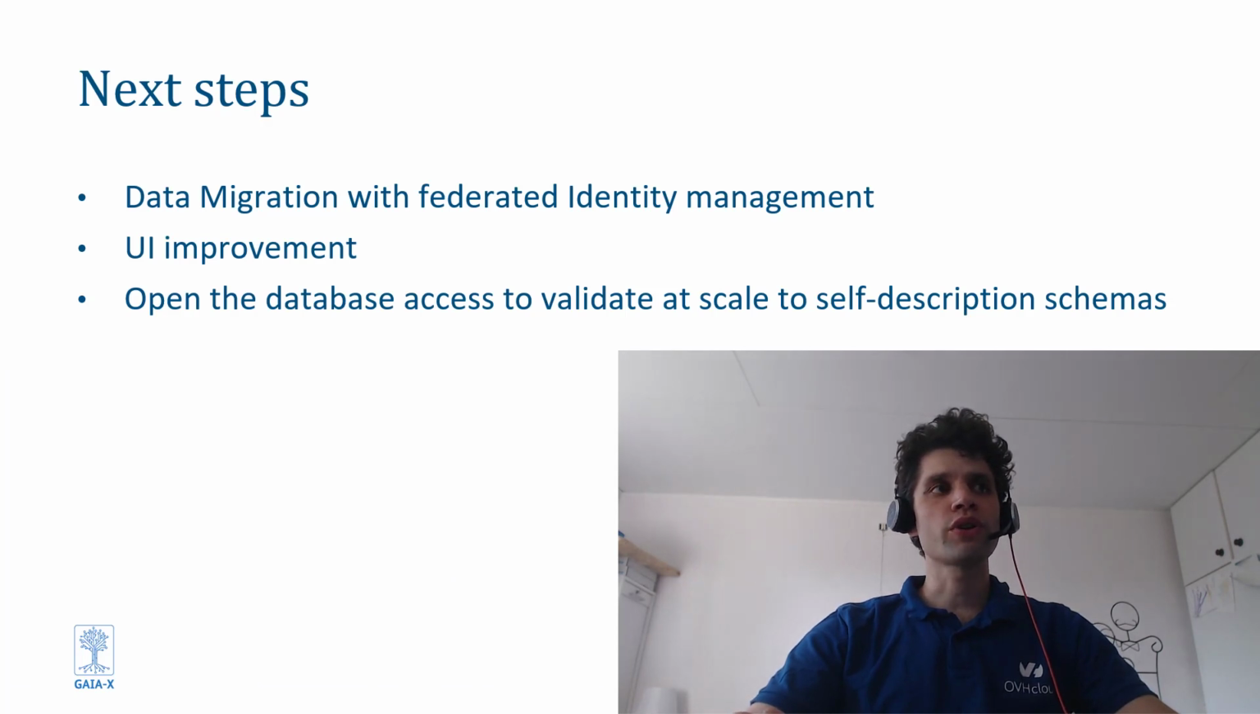We are already working on the next version with at least three working tracks, the first one being a data migration demo, the second one improving the UI with the UI working group, and the third one is to validate the model at scale with the work of the Identity and Access Management and Self-Description GaiaX working group. We try to implement a reputation system for data validation in the catalog.